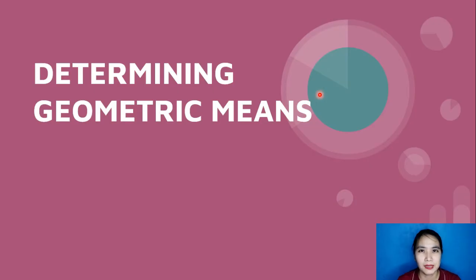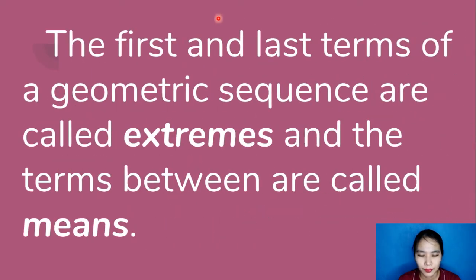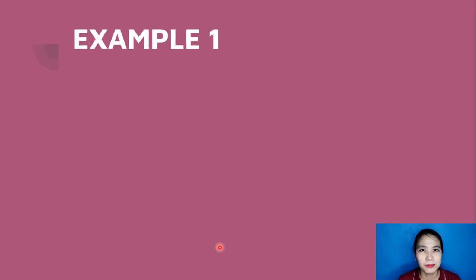Determining geometric means. The first and the last terms of a given geometric sequence are called extremes, and the terms between these are called means. Let us have examples. Example number 1.